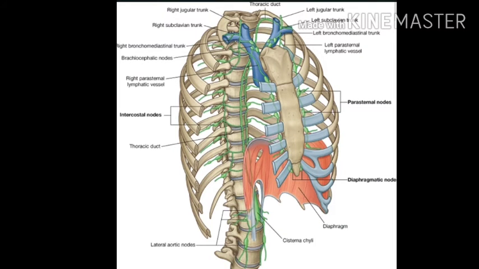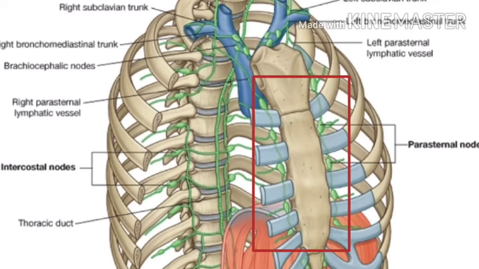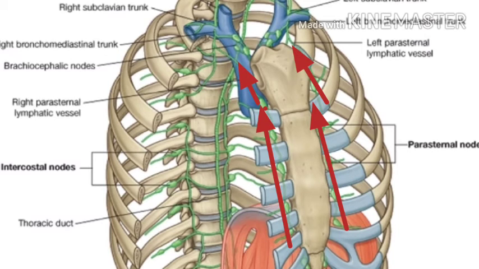Now we will discuss the lymphatic drainage. The lymphatic drainage of the thorax is by different lymph nodes and lymphatic vessels. Number 1 is the parasternal lymph nodes. The parasternal lymph nodes are located adjacent to the sternum and the manubrium, and in between the costal cartilages. The parasternal lymph nodes drain into the right bronchomediastinal trunk through the brachiocephalic nodes.